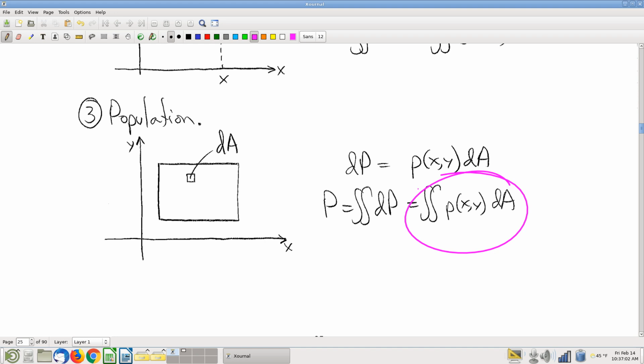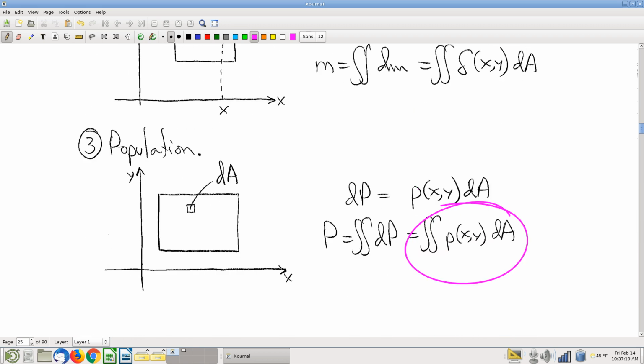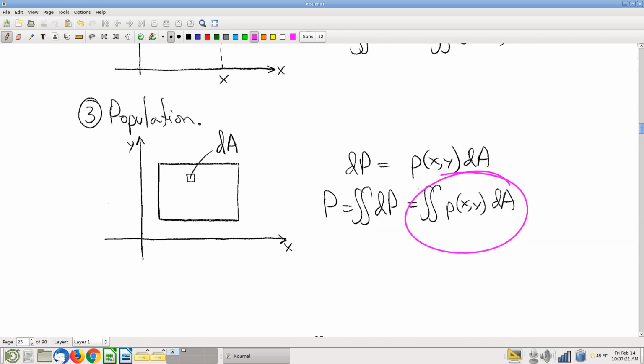So there's bazillions of applications, bazillions, right? These are just 3 quickies, right? But it's not hard to use your imagination and see how, if you want to compute a total amount of a certain kind of stuff, whether that stuff be population or mass or volume, whatever it is that you can associate to locations on an area, right? If you want to compute stuff spread across an area, it's going to be stuff per unit area times area to get stuff, and then you add up over all the pieces to get the total stuff.